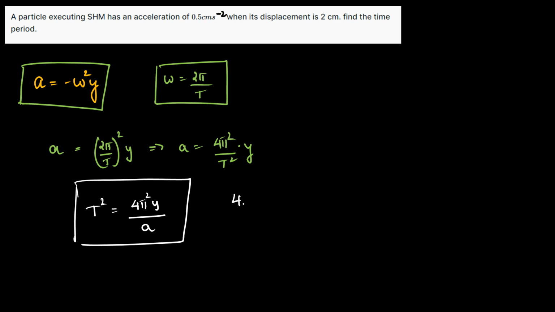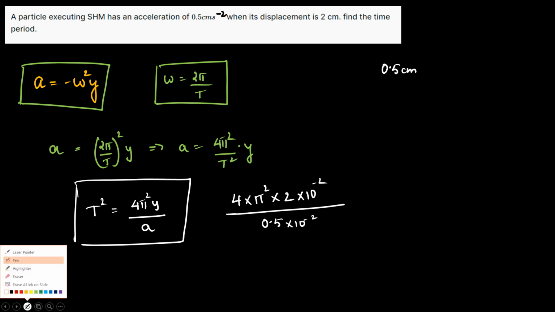Now, what is 4 multiplied by pi square multiplied by y? What is the displacement over here? It is 2 centimeters. 2 multiplied by 10 raised to the power of negative 2 divided by a. Right? So, what is your acceleration? It is 0.5 centimeter per second squared. So, 0.5 centimeter. I should convert again. So, it should be 0.5 multiplied by 10 raised to the power of negative 2. Yeah. Now simplify and you should be getting your answer.